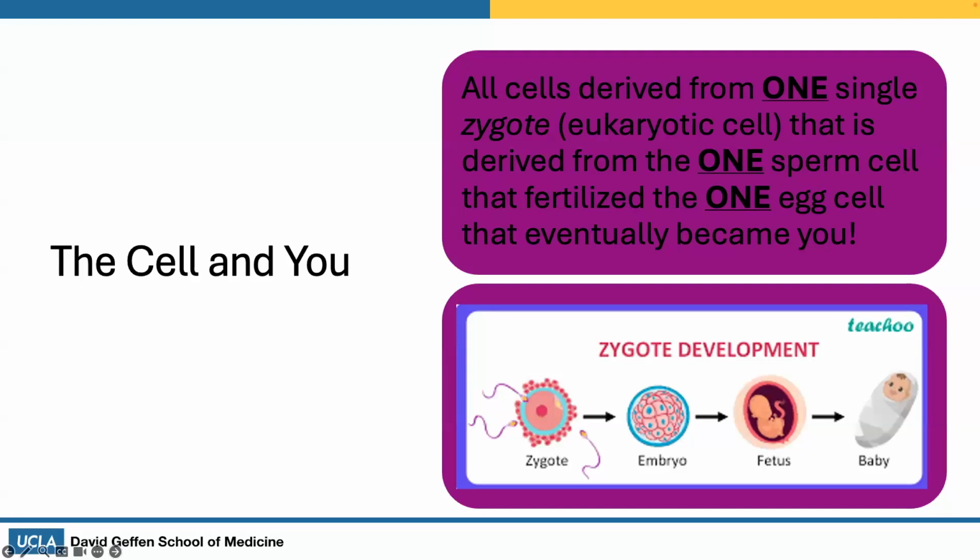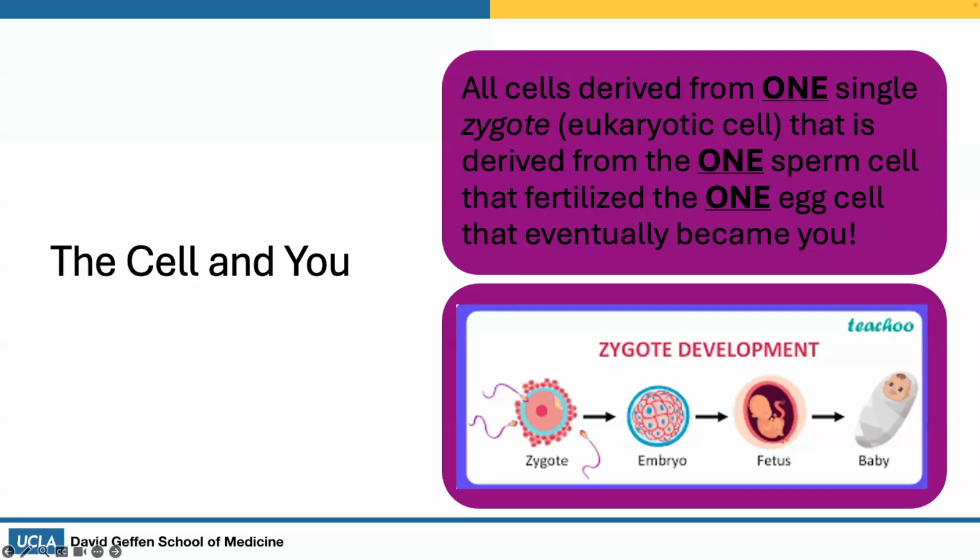So a single cell, the zygote, develops into a complex multicellular human being. We were all at one point a zygote. It is the very first cell of a new life. It forms when a sperm cell fertilizes an egg. It contains all the genetic information needed to create a human being, half from the mother and half from the father.